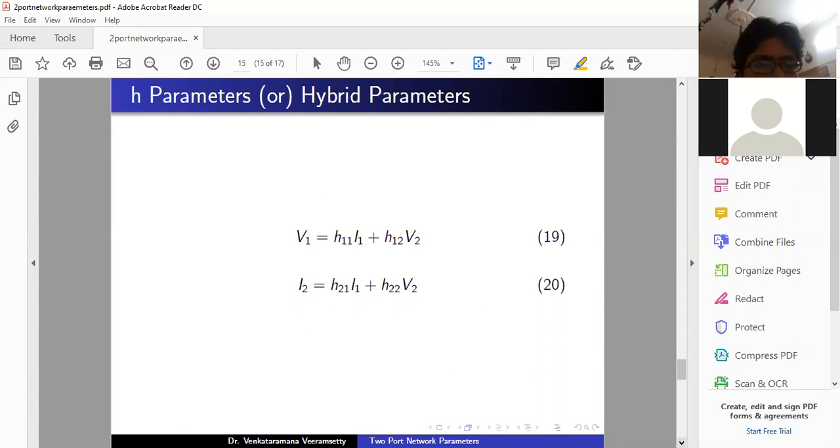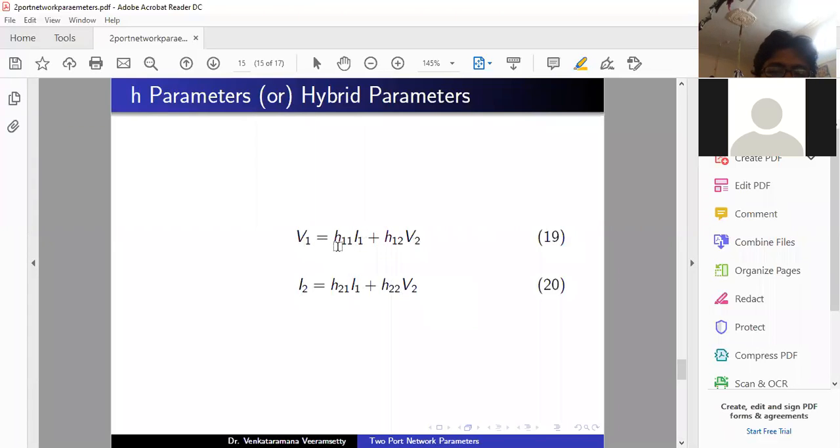Now come to the hybrid parameters, also called H parameters. Hybrid parameters provide the relation between the input voltage at the first port and the current at the second port, in terms of the current at the first port and the voltage at the second port. Hybrid parameters H11, H12, H21 and H22 provide the relation between the voltage at the input port and the current at the output port in terms of the current at the input port and the voltage at the output port.